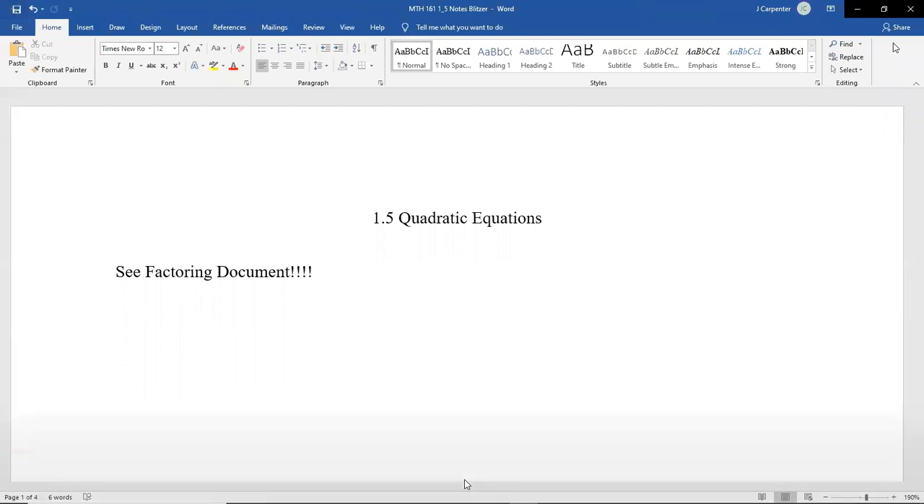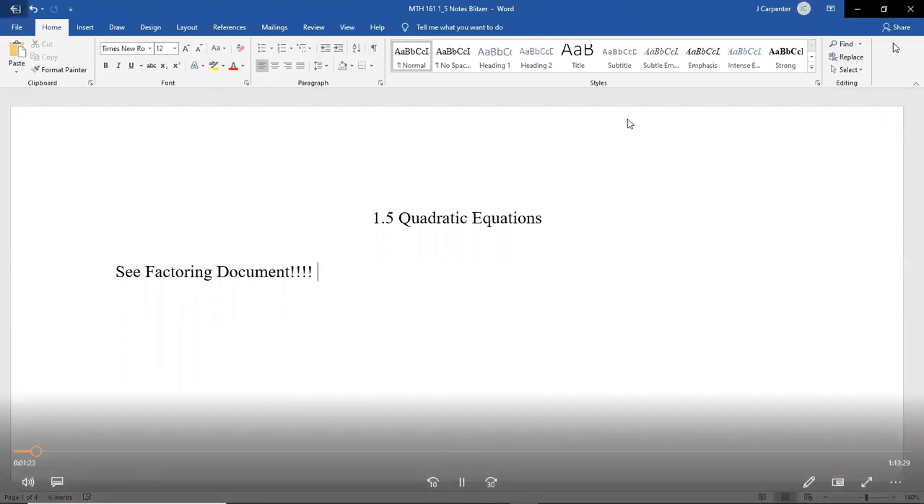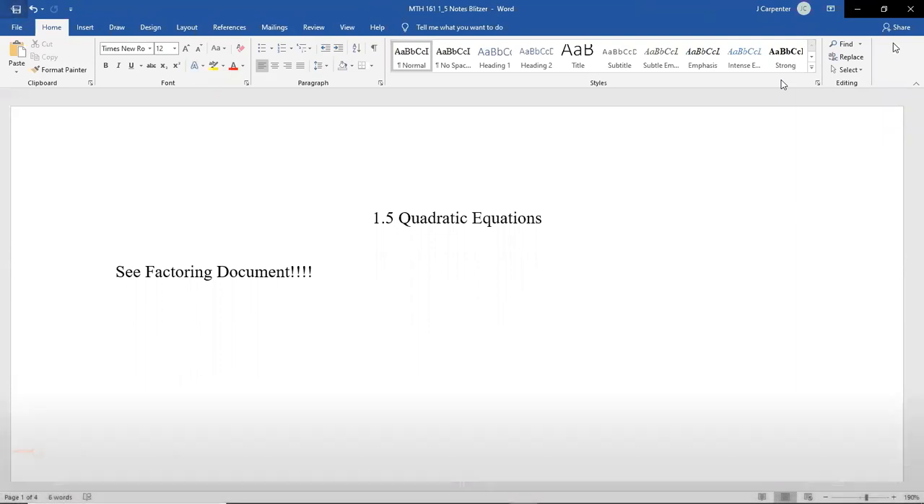All right, so 1.5, quadratic equations. We're going to study these from a few different angles. We're going to solve them in a few different ways, more specifically. And the first technique we're going to approach that with is going to be factoring.